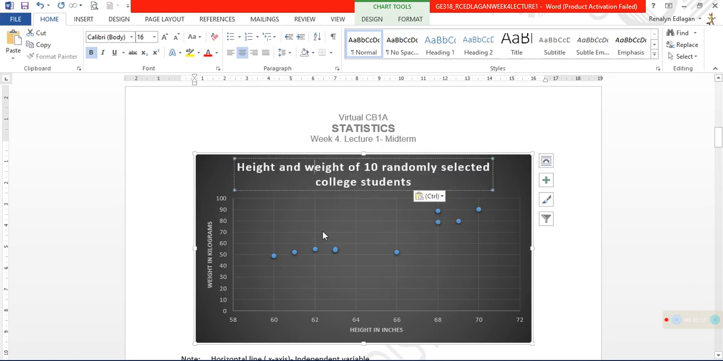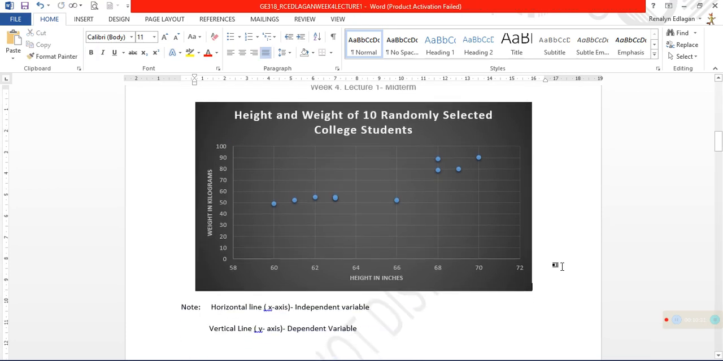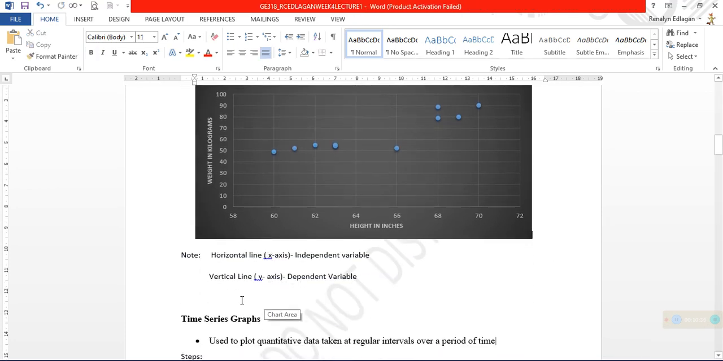So, this is the height and the weight of 10 randomly selected college students. Okay. So, I hope that was clear.